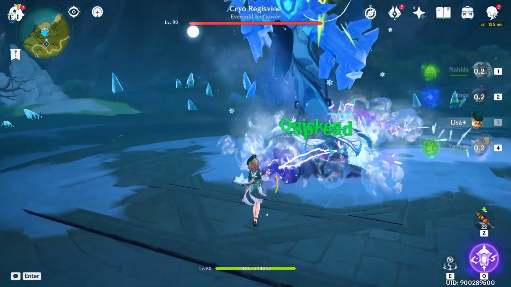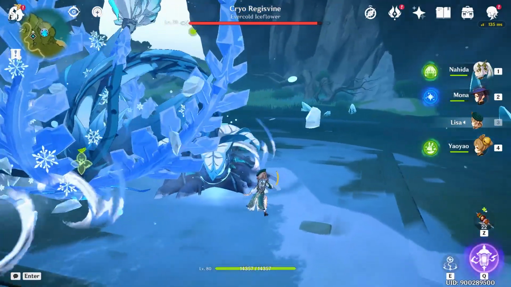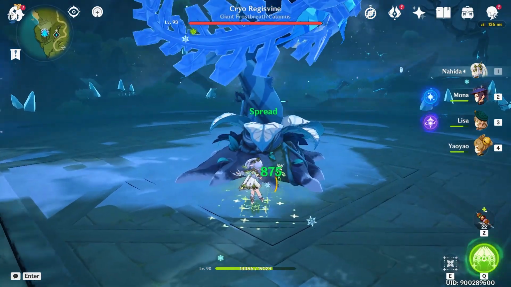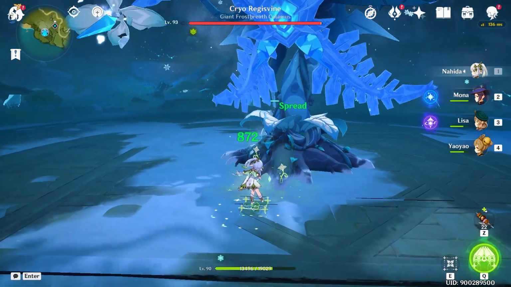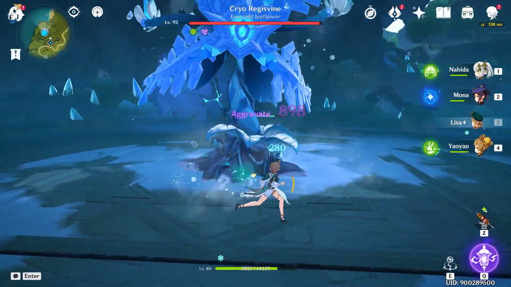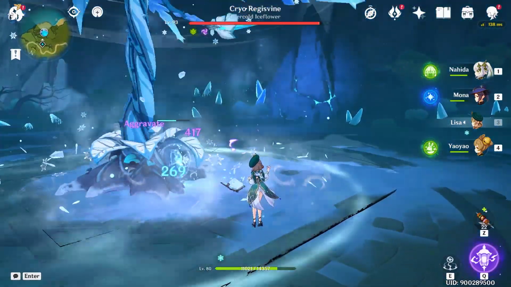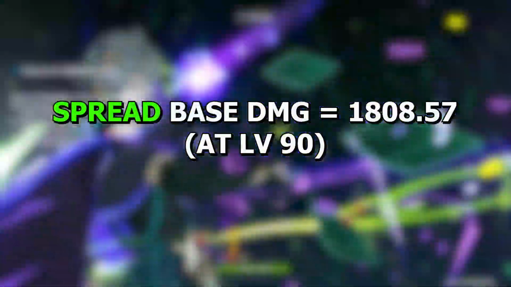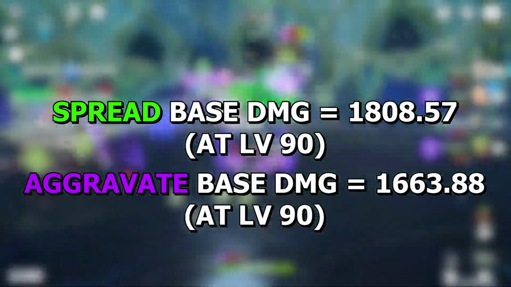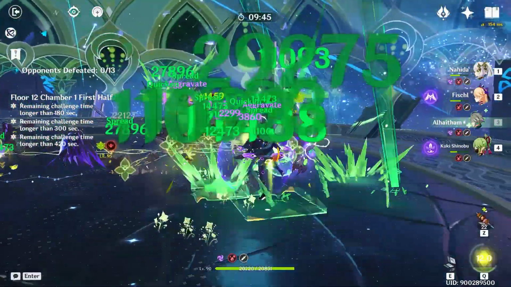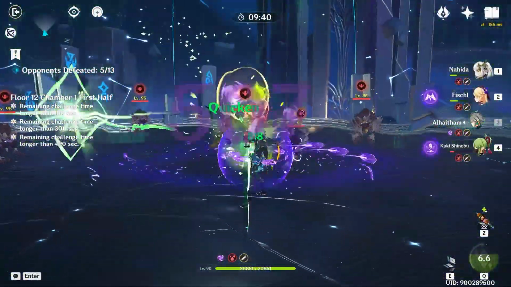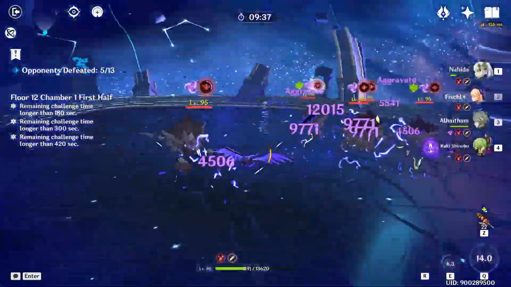As for the reactions themselves, Quicken is triggered by inflicting Dendro on a target that is already affected by Electro or vice versa. This reaction deals no damage but applies a Quicken aura to the target affected that decays over time. Further attacks that inflict Dendro or Electro on a target affected by the Quicken aura will trigger the Spread or Aggravate reactions respectively, which grants the attack a flat damage bonus. This flat damage bonus at level 90 for Spread and Aggravate are 1808.57 and 1663.88 respectively. Spread and Aggravate will not consume the Quicken aura, and the effects of the elemental reaction scales off of the stat of the character who triggers the respective reaction. The stat of the character that produced the initial Quicken aura is not considered.